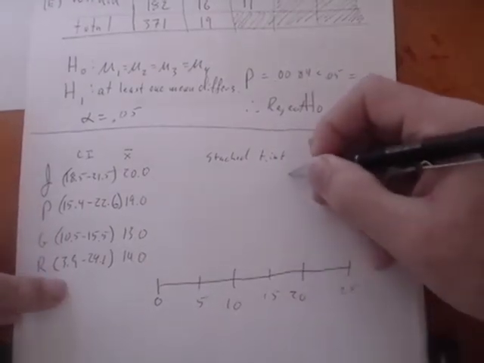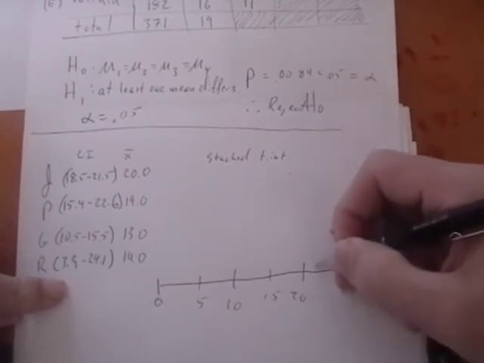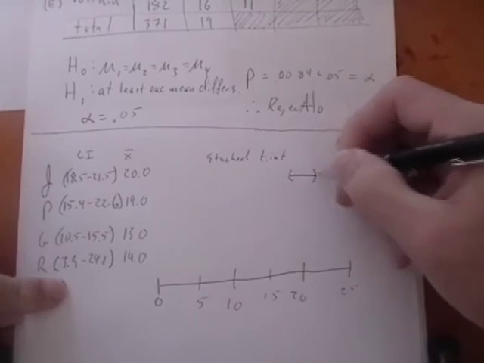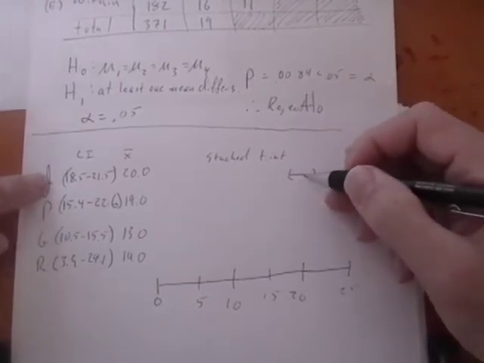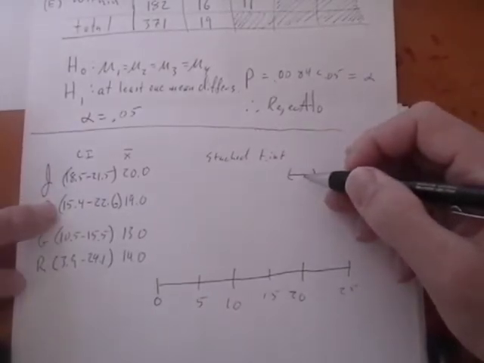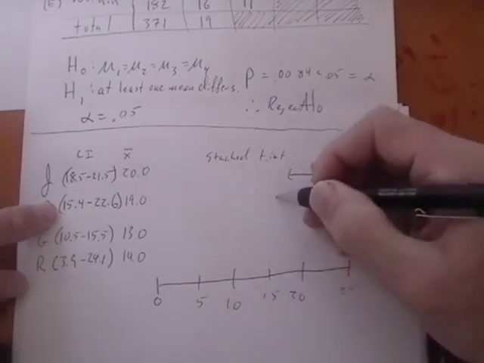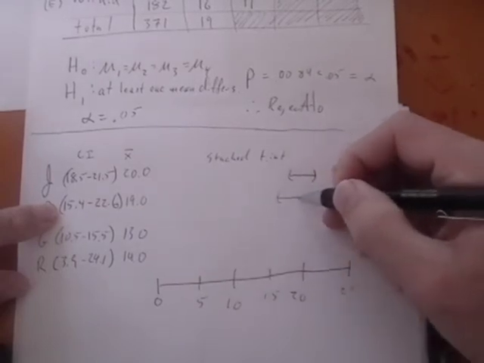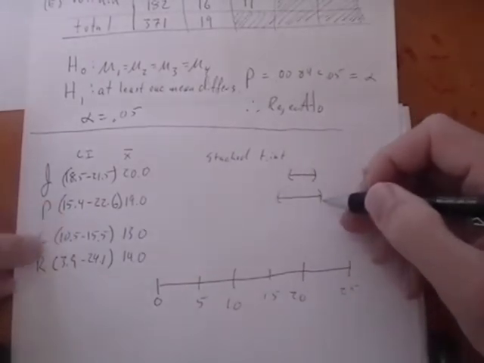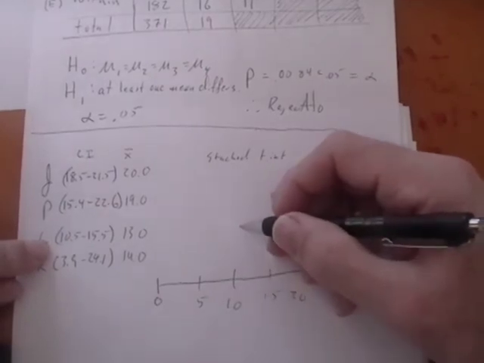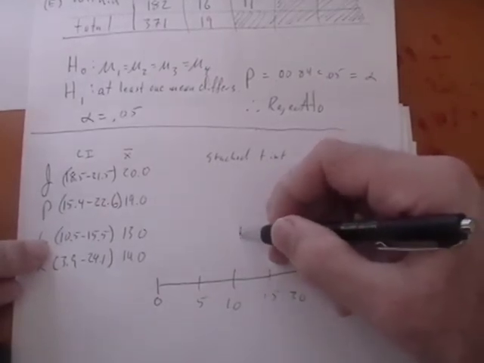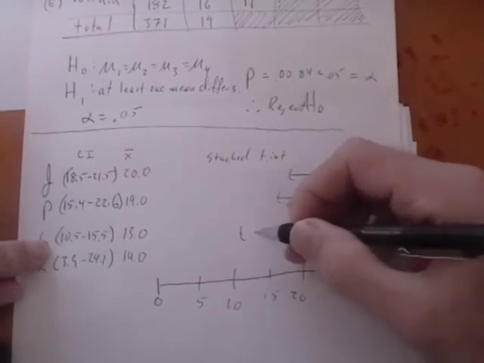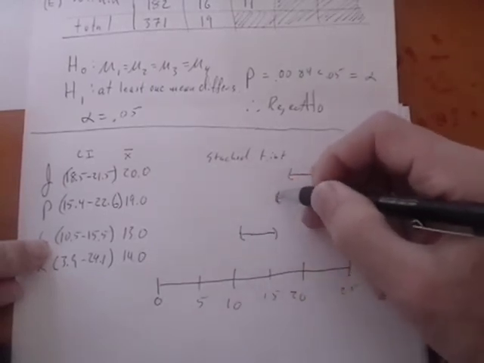18.5 to 21.5. So I'm looking at something in this region. 15.4 to 22.6. So something in that region. 10.5 up to 15.5. So I'm looking at something in that region.